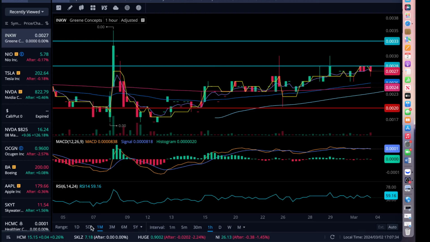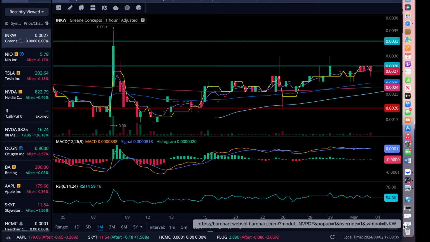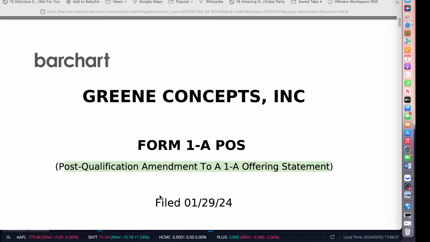But before I talk on the technical side, I want to talk about what and why the stock is not moving, right? That's the key thing we're going to do. We knew about the new news that came out on the Stay Hydrated drinks, energy drinks, and how it's been getting distributed. But what and why is Green Concept, ticker symbol INKW, not moving? So let's talk about it, discuss it, and then we're going to jump into the technical side.